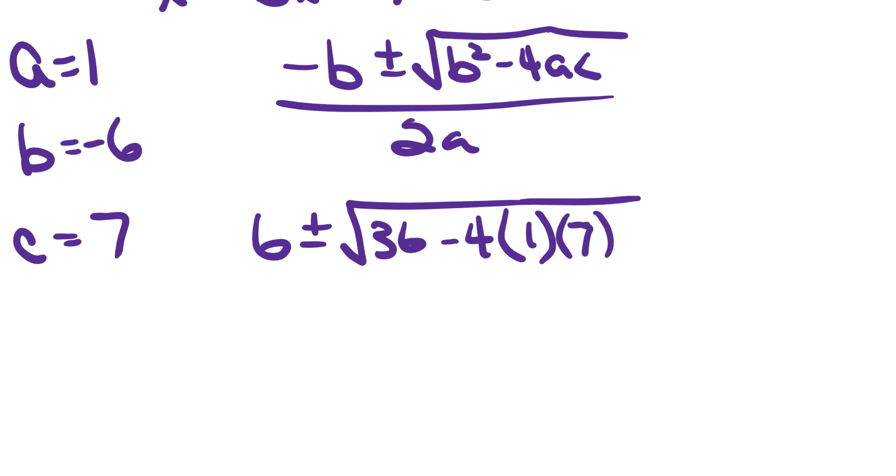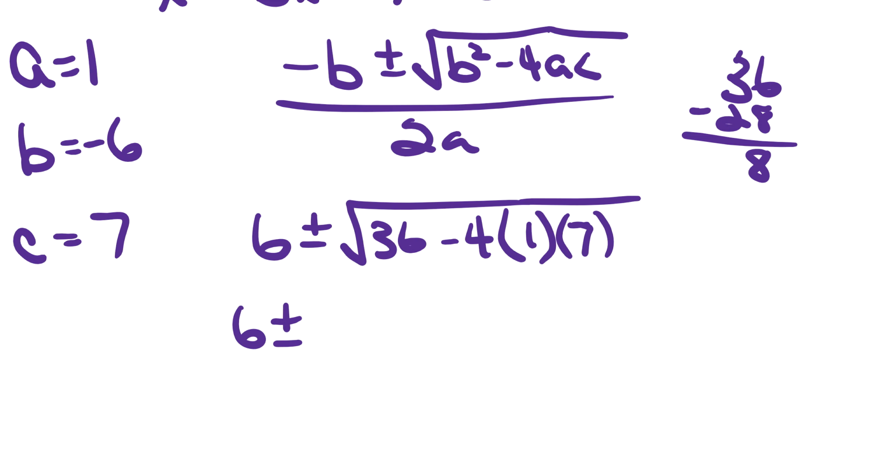Now I just have one negative here. So this is going to be 36 minus, and it looks like it's going to be 28. 36 minus 28. And that is going to give me 8. So I'm going to have the square root of 8 inside the radical. Okay? 36 minus 28. So it's going to look like 6 plus or minus the square root of 8.